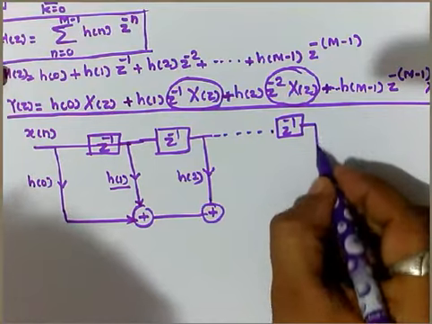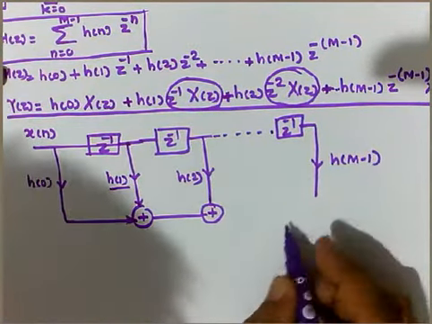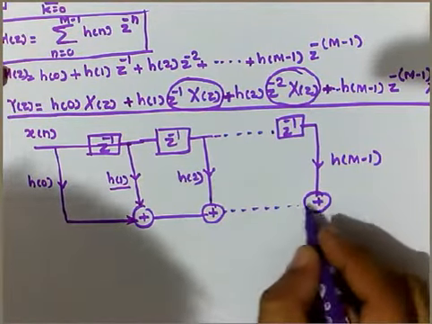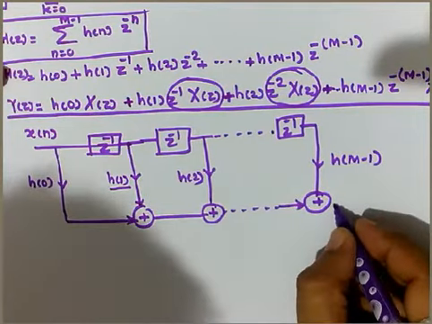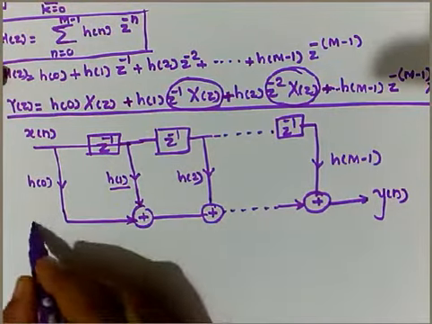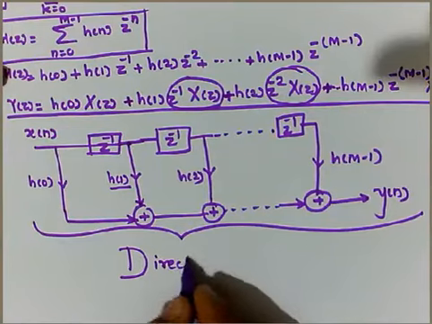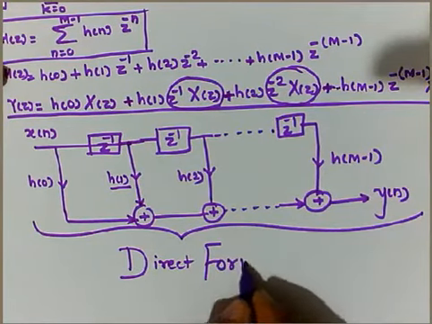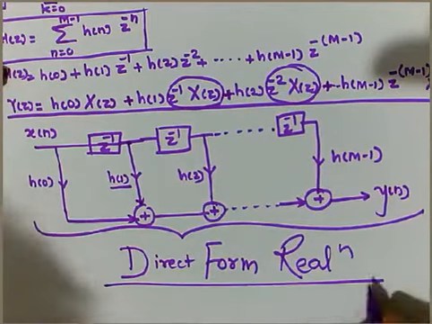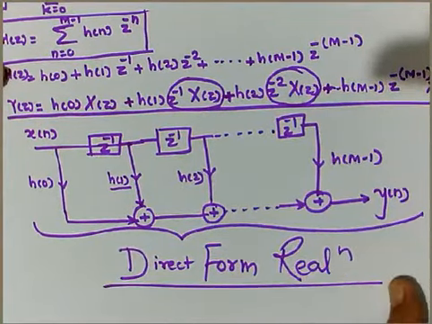The final block will be simply h of m minus 1 multiplied over here. This will be nothing but the plus. So here it will be added, and at last this is nothing but y of n. So this overall scenario is actually called a direct form realization for FIR filter. Now let's see it with one example so that it will be well understood.